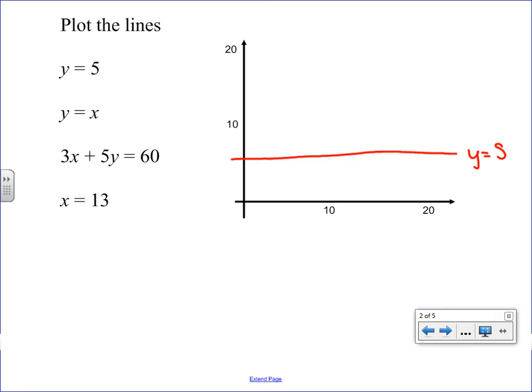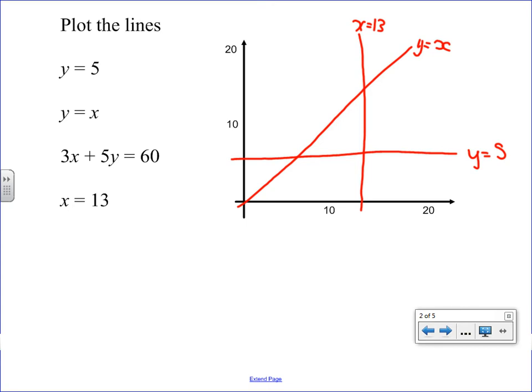Y equals x. That's nice and easy. That's the one. And shall we come back to that next one and do the x is 13? Perfect. Okay, so they're obviously relatively easy. The next one's slightly harder.